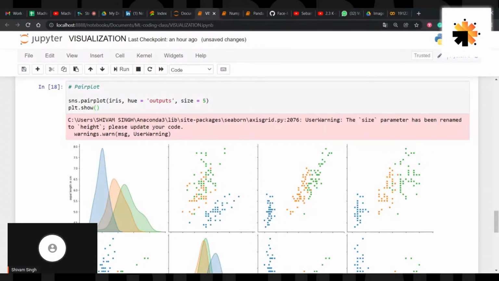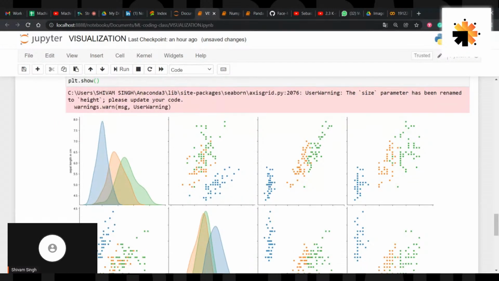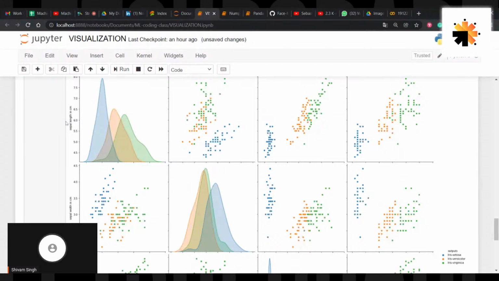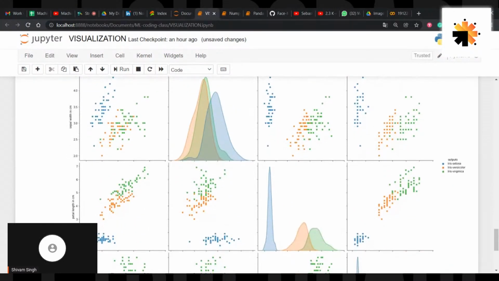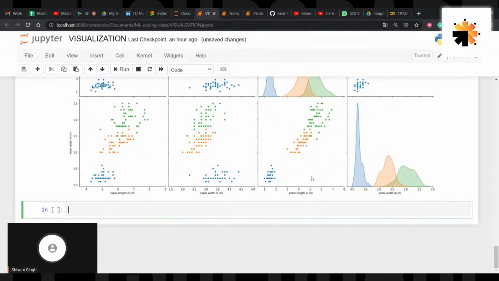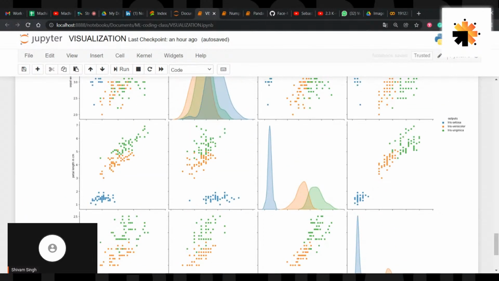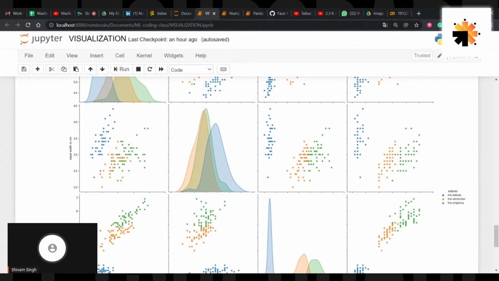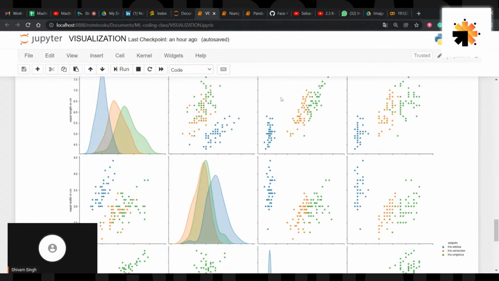With this much information, we are having 16 combinations in total. We are having sepal length and sepal width, then sepal length and petal width, petal length, and so on. Even you can see that wherever you have a petal length, you have some kind of classification. You are able to make some kind of boundary.